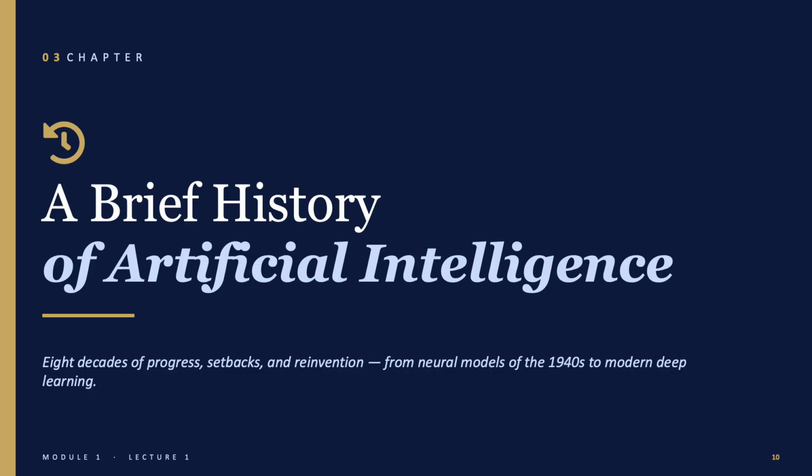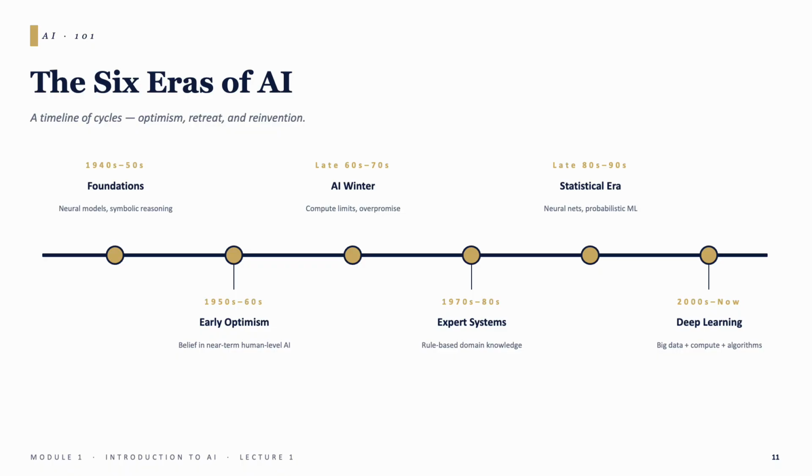A brief history of artificial intelligence: 8 decades of progress, setbacks, and reinvention, from the neural models of the 1940s through modern deep learning. The history of AI can be divided into 6 major eras that we have witnessed so far. The field began with foundational research in the 1940s and 1950s. Researchers then entered a period of optimism and believed human-level AI would arrive quickly. When progress slowed, AI experienced periods known as AI winters. Later, expert systems became popular, followed by statistical machine learning approaches. Today, we are in the deep learning era, where powerful algorithms and large datasets drive major advances.